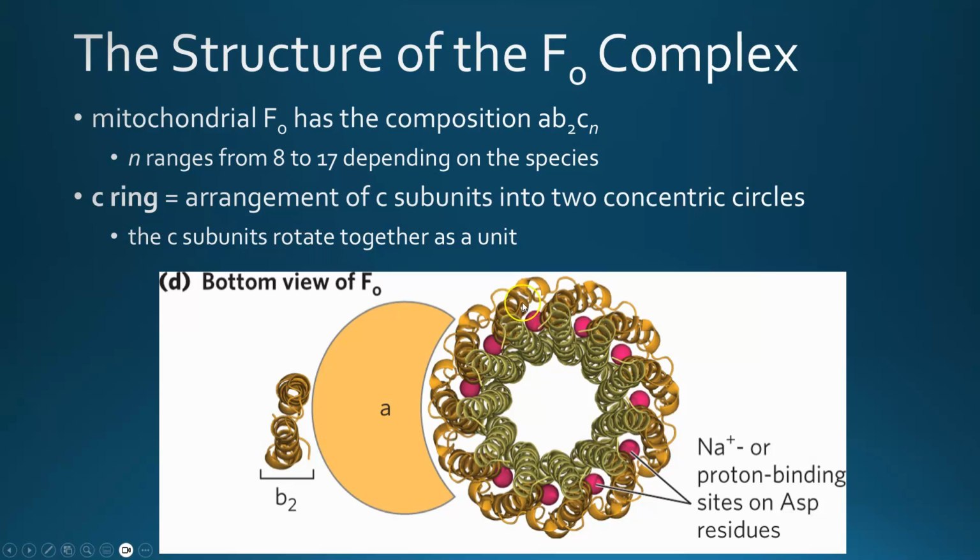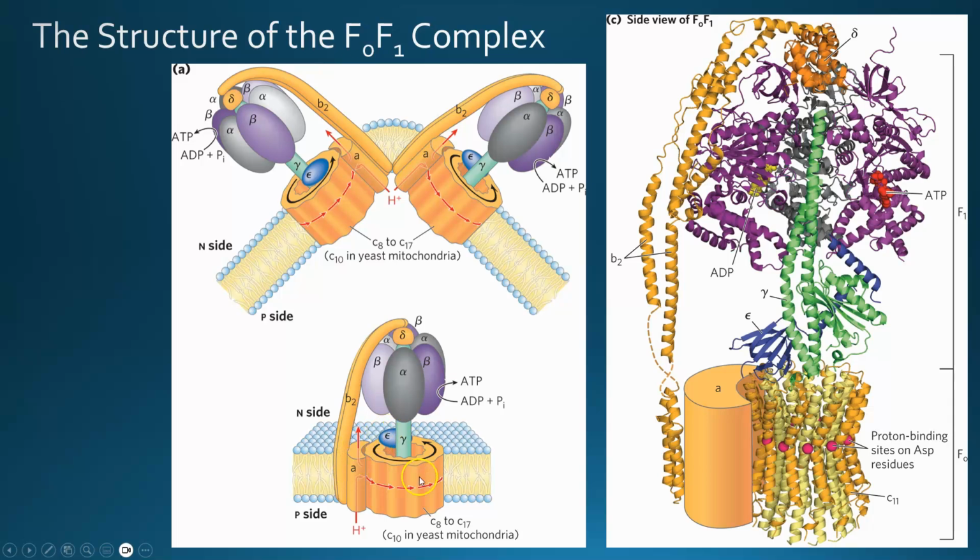Now let's talk about the F0 complex. So the F0 complex is this ring. It's also called the C ring because it's made of the C subunits. You have the alpha, beta, delta, gamma, epsilon, and then A and B, but then here you have the C ring. So for the F0 subunit, you have the A subunit, the B subunit, and then the C ring. The C ring can have from 8 to 17, or sometimes even more or fewer than that, as we'll see, subunits.